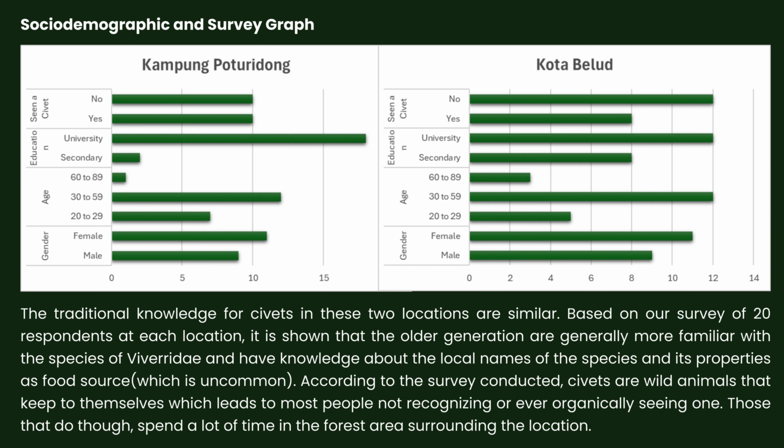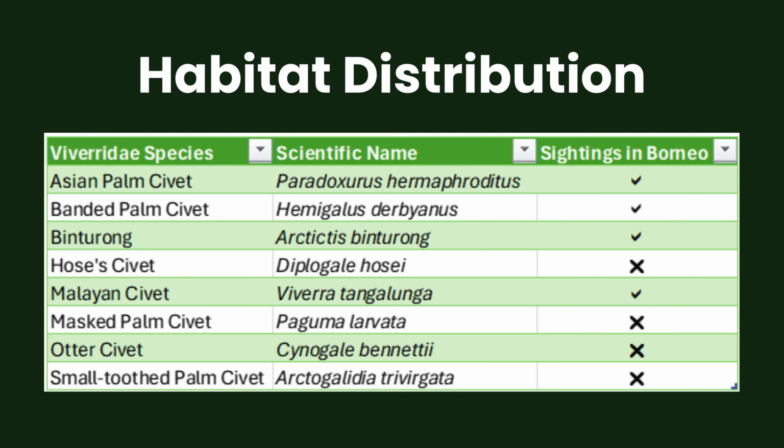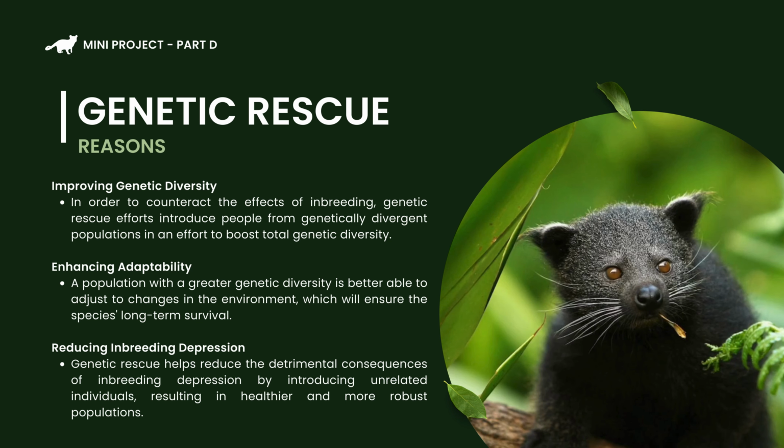According to the survey conducted, civets are wild animals that keep to themselves, which leads to most people not recognizing or ever organically seeing one. Those that do, though, spend most of their time in the forest areas surrounding the location. During our survey, most of the respondents recognized the Asian palm civet, banded palm civet, binturong, and Malayan civet around their area. Species of Viverridae require genetic rescue.